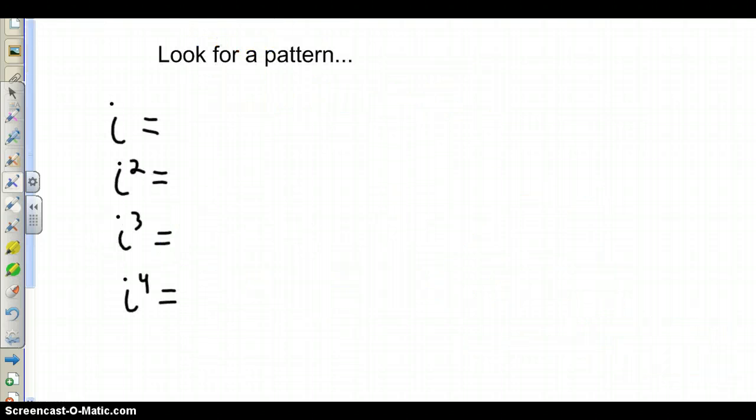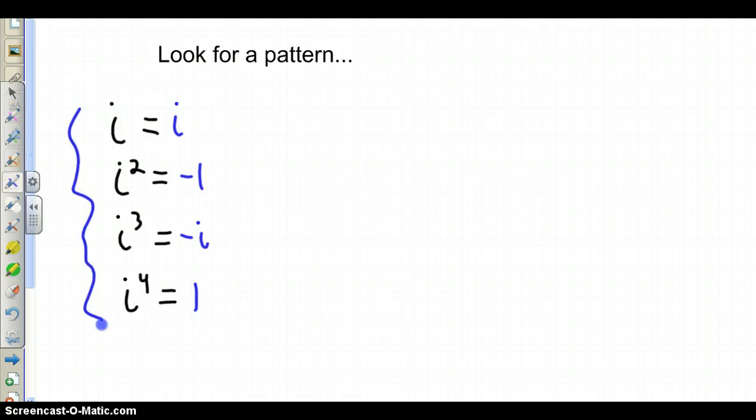Look for a pattern. So you want to be able to look for patterns in these. I to the first power is just plain old I. I squared, we know if memorized, is -1. And if you think about I cubed, couldn't we just multiply these two, I times I squared? I times -1 is I to the third, so I times -1 is -I. I to the fourth is really what? I squared times I squared is I to the fourth, so -1 times -1 is 1. Are you seeing a pattern among these four?